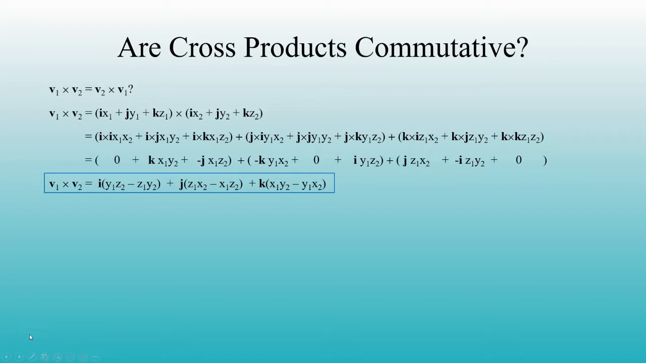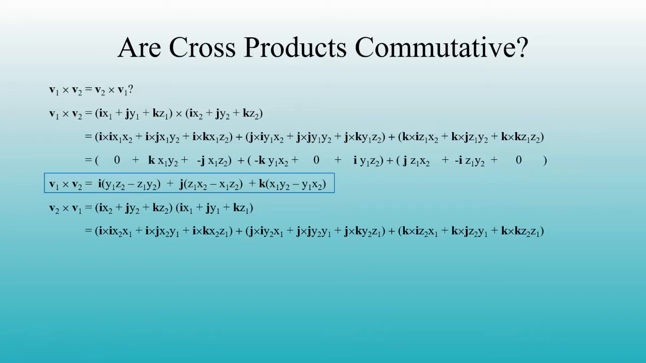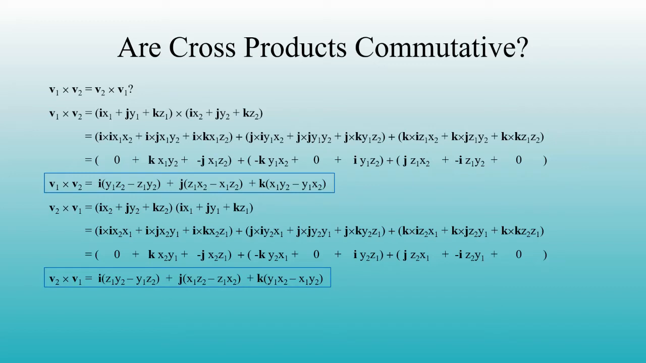Now let's do the same steps for V2 cross V1. We get these 9 terms, which are evaluated thusly, and which regroup into this. Are the expressions in the two boxes on this chart equal? No. Comparison shows that the two cross products are not equal. For example, in the i terms, here you get plus y1z2 minus z1y2, whereas down here you get minus y1z2 and plus z1y2. However, note that this implies that multiplying either of these i terms by -1 yields the other.